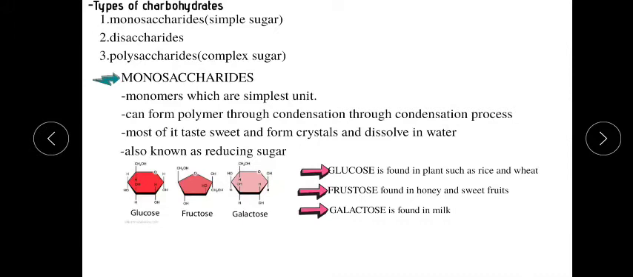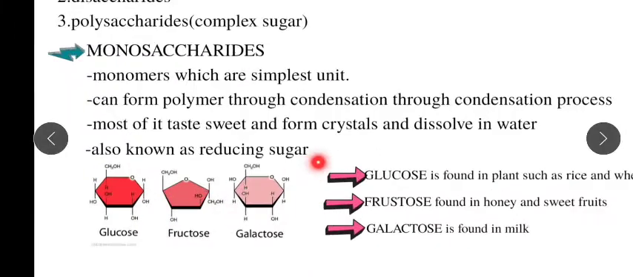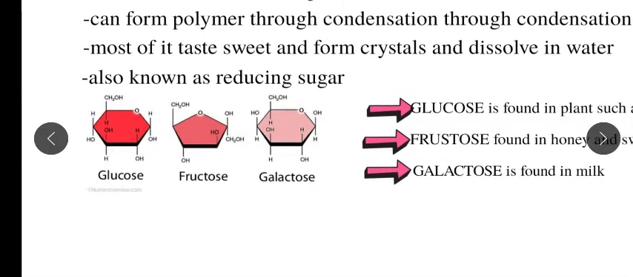There are three types of monosaccharides: glucose, that is found in plants such as rice and wheat; fructose, found in honey and sweet fruits; and galactose, found in milk. So this is the structure of glucose, fructose, and galactose. Can you see here?